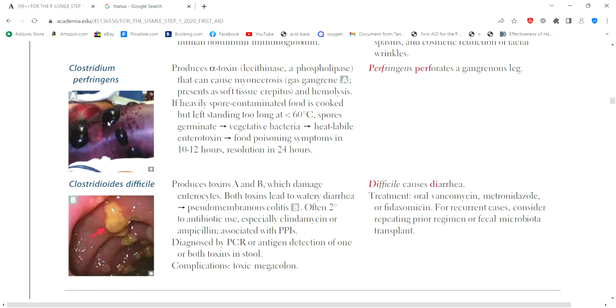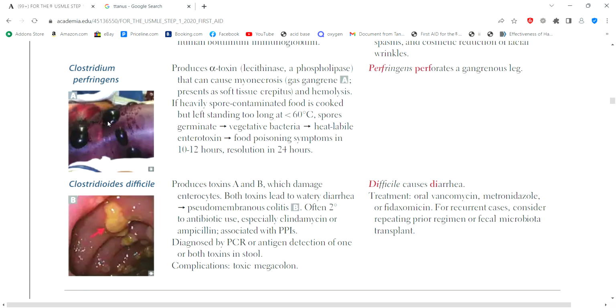Okay, next, Clostridium difficile produces toxins A and B, which damage the enterocytes, so they damage your intestines. Both toxins lead to watery diarrhea, and this causes pseudomembranous colitis, often secondary to antibiotic use, especially clindamycin or ampicillin.